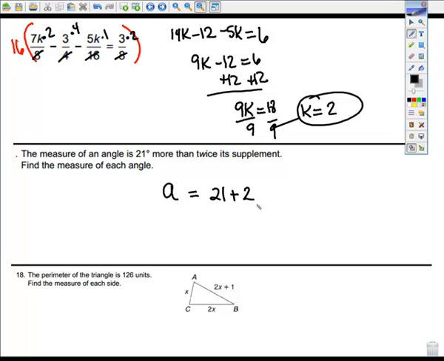Well, remember, the supplements add up to 180. So the supplement of A is actually going to be 180 minus whatever A is. 180 minus A is its supplement. So the measure of the angle is 21 more than twice its supplement. So here's our equation. Now we can go ahead and solve it.